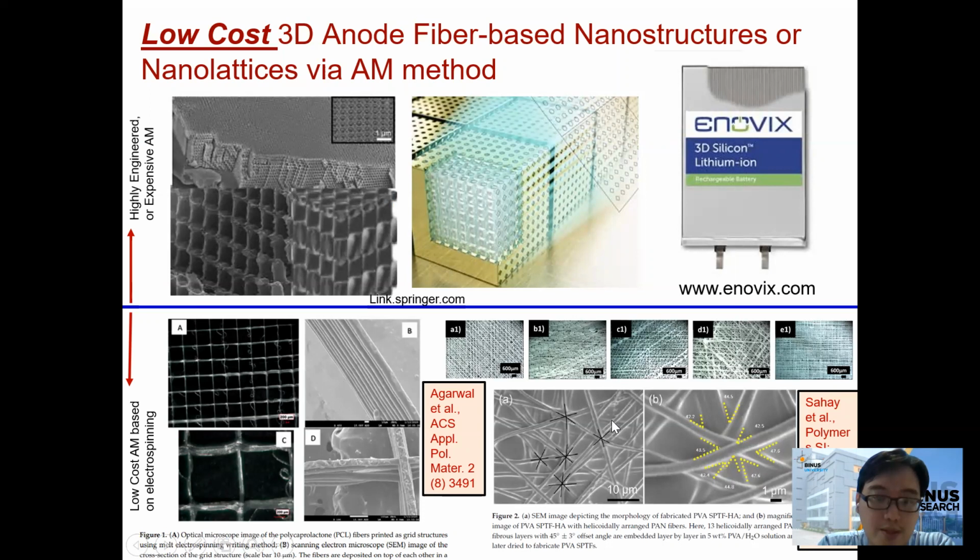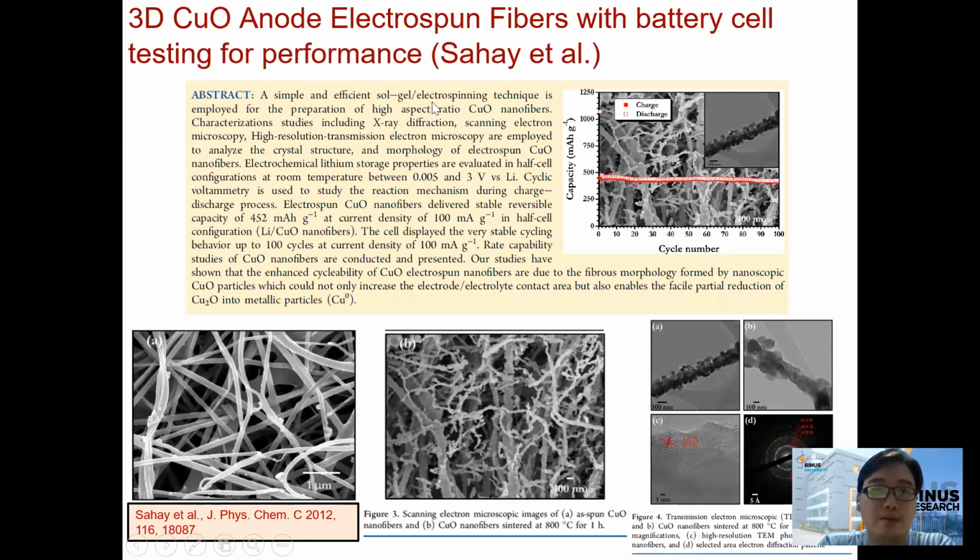We have made the 3D nanostructures using polymers, polycaprolactone, and polyvinyl alcohol. We have also made the 3D copper oxide anode by electrospinning to be used in a battery and test its performance. But in the future, we would like to use this low-cost electrospinning method to make the 3D carbon nanostructures, or maybe even 3D silicon nanostructures that maybe will compete with the Efonix one.